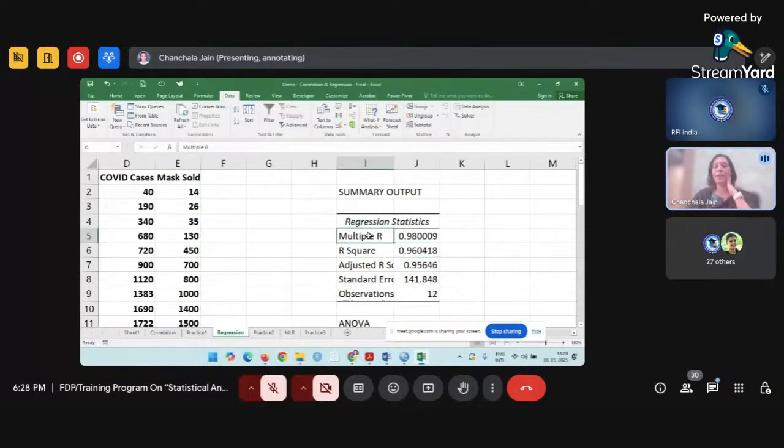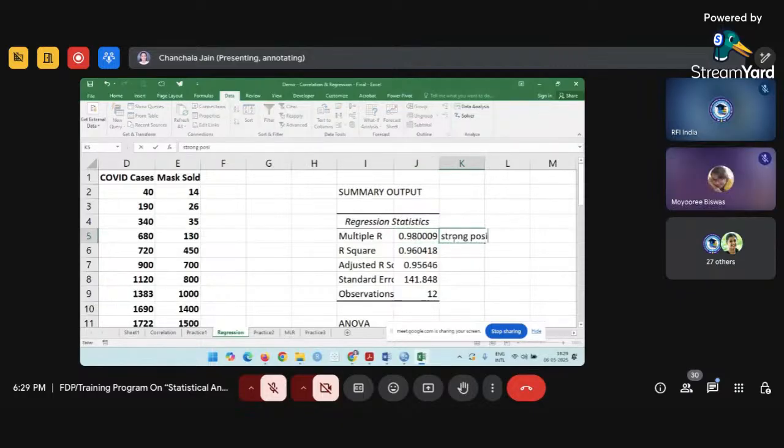First one is the multiple R. Multiple R is your correlation value. It is nothing but a correlation value, which is coming as 0.98, a very high value, very near to 1, right? That means you can say there is a very strong positive correlation between the COVID cases and masks sold. Is it clear? It is indicating a strong positive correlation.